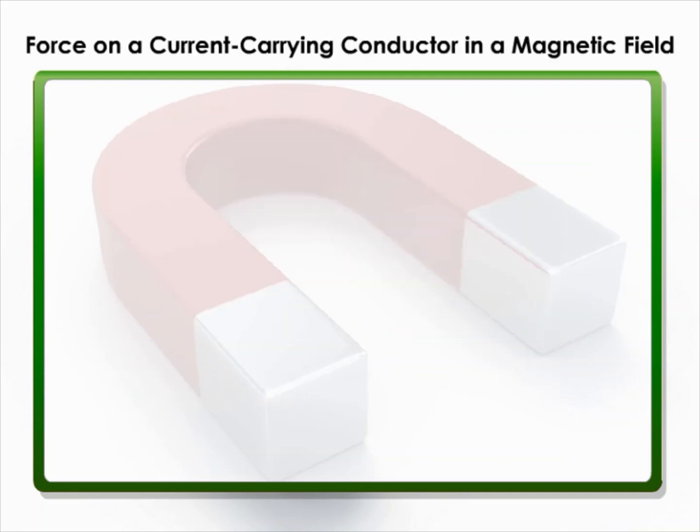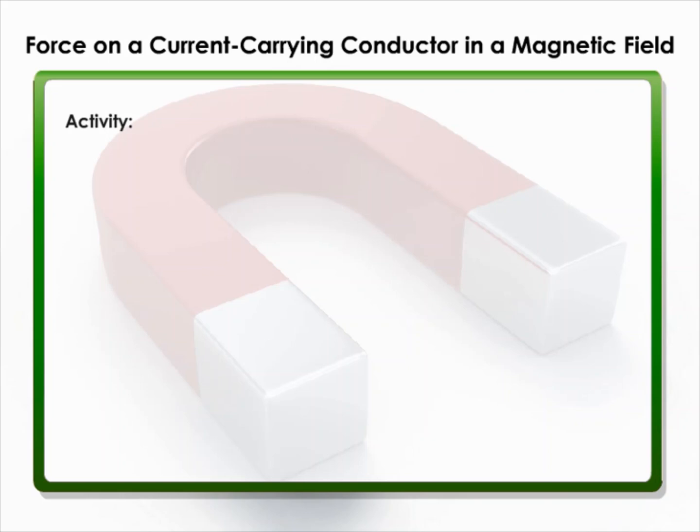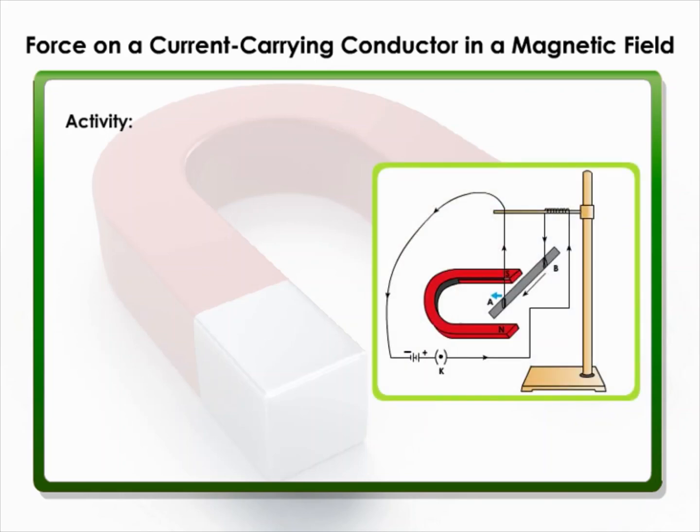Force on a current-carrying conductor in a magnetic field. French scientist André-Marie Ampère, 1775 to 1836, suggested that the magnet must also exert an equal and opposite force on the current-carrying conductor. The force due to magnetic field acting on a current-carrying conductor can be demonstrated through an activity.